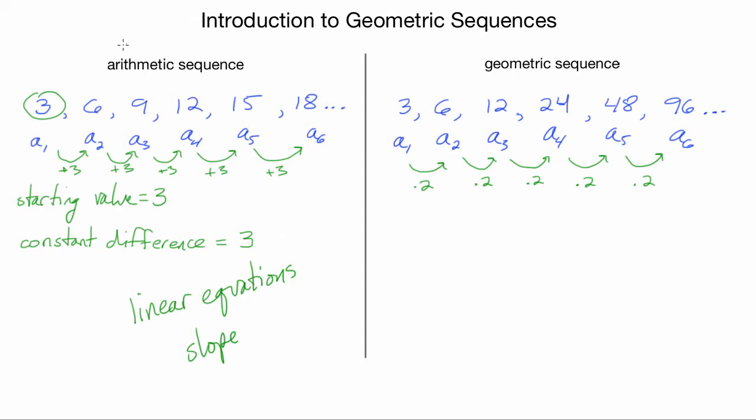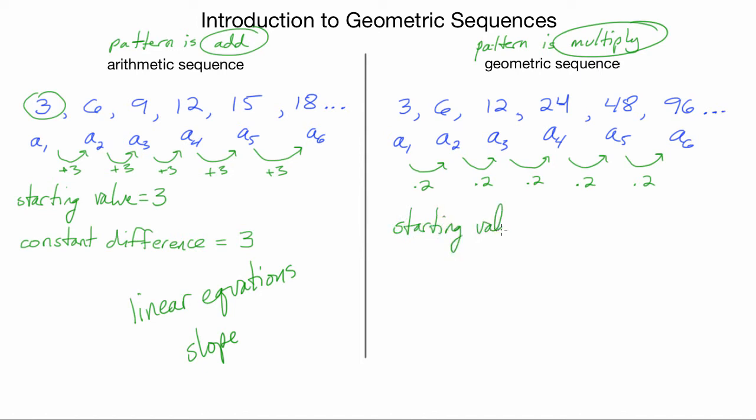So in arithmetic sequences, the pattern is to add. I'll circle that. In geometric sequences, because in algebra we're very, very interested in patterns, the pattern is to multiply. If you remember anything from this video, that's the big one. Geometric sequences means we multiply by a constant. Arithmetic sequences means we add by a constant. But let's use some terminology here. Geometric sequences, we still have a starting value. So we're still interested in what that first term is. We've got to start somewhere. In this case, it's still 3.